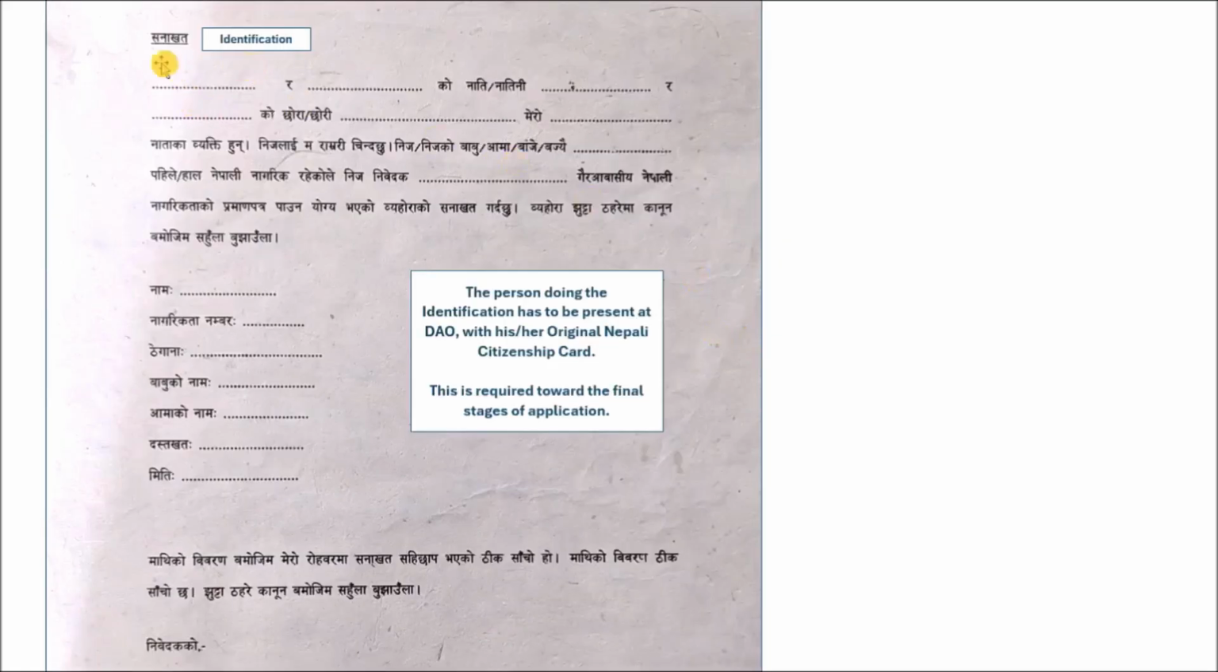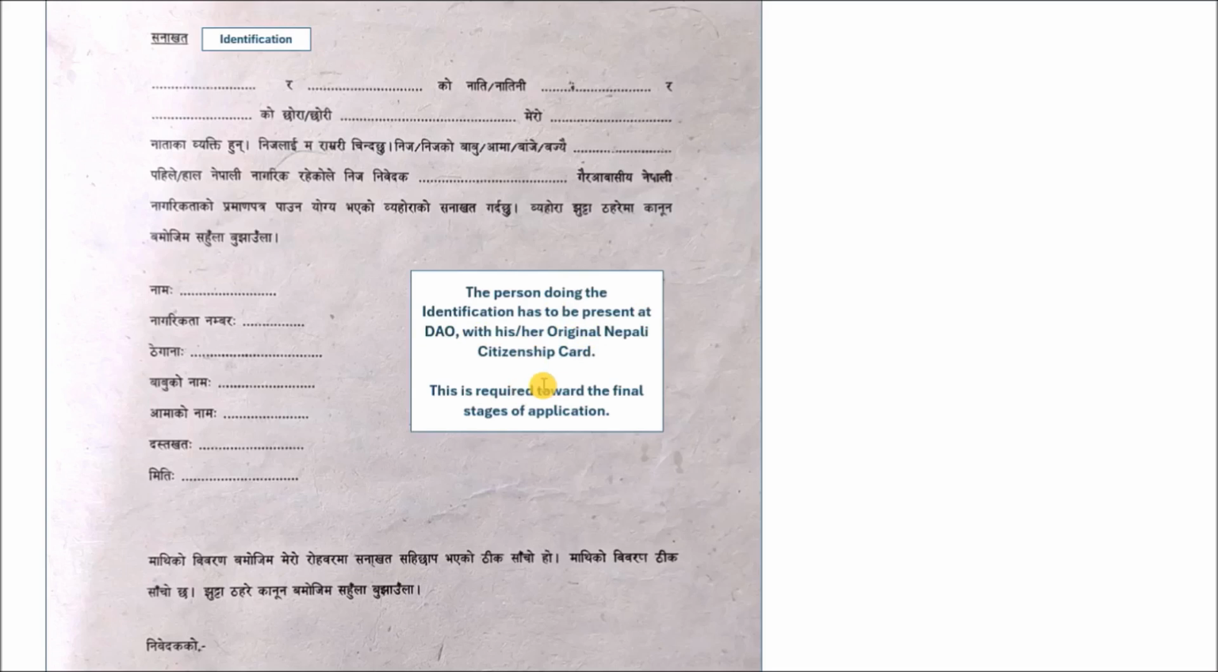Then the next one here says Sanakat. This is the identification. You will need a close relative who will do the identification for you, and that person will need to fill out this form, indicating that they know you. That person has to have Nepalese citizenship, and the person doing the identification also has to be present at the district administration office, Jilla Prasasan Karyalaya, with his or her original Nepalese card. This is required towards the final stages of the application.